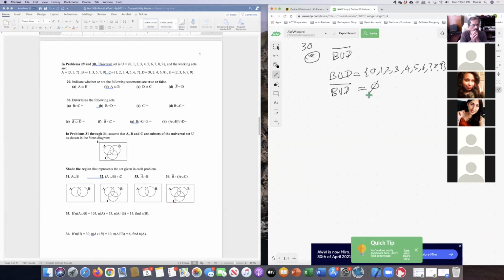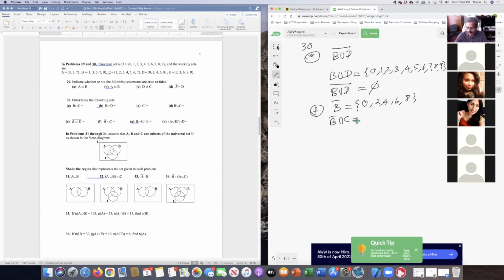For letter F, it's asking for B prime intersection C, but it says for the answer, it's not including 0. Okay, let me do it and see. B bar would be everything outside of B. B has 1, 3, 5, 7, 9. So B bar would be 0, 2, 4, 6, 8. Okay, so that's our B bar. And we need B bar intersection C.